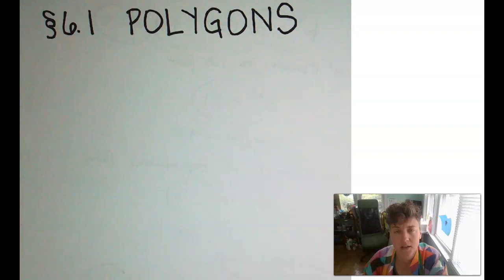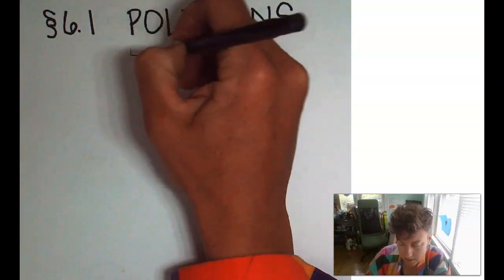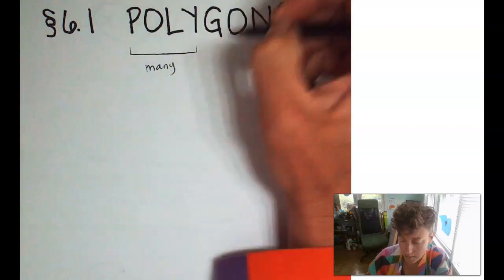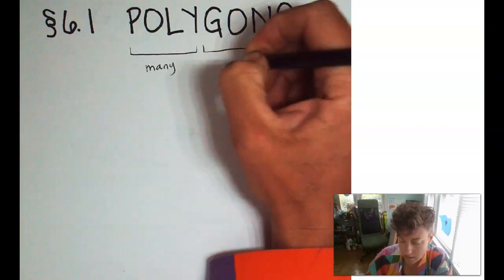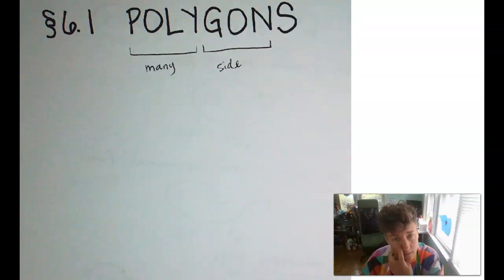What's up, scholars? Today we're talking about polygons. Now, what does this word mean? Poly means many, and gon means side. So we are talking about many-sided figures.